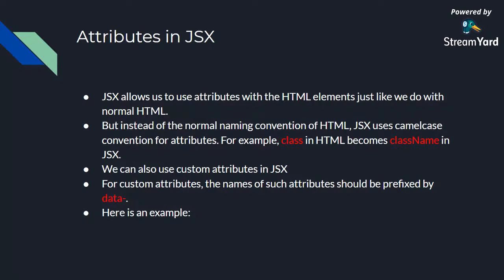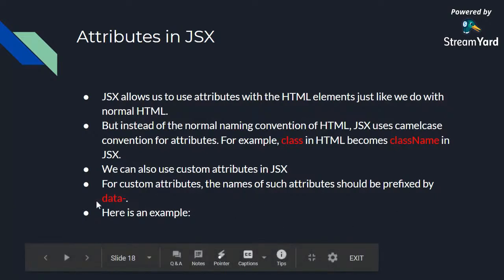We can also have custom attributes in JSX. For example, I want to add some attribute to an HTML element that holds data according to my needs. So in JSX, we have a custom attribute functionality. For defining any custom attribute, we just prefix that particular attribute with data.